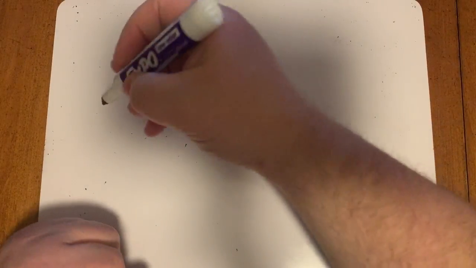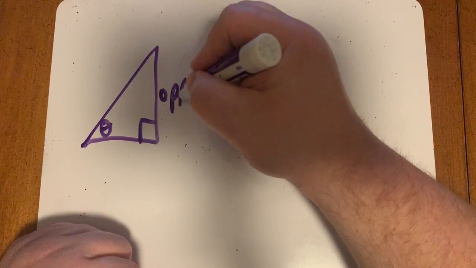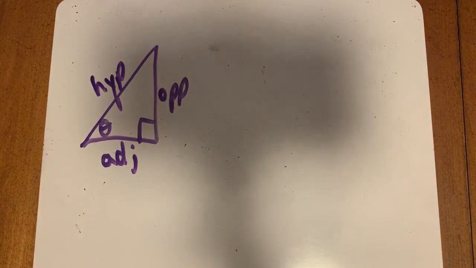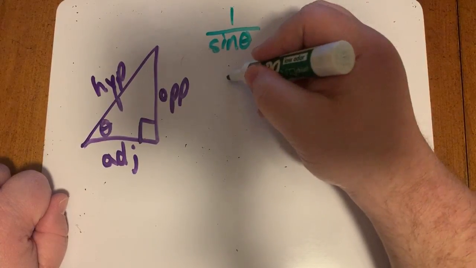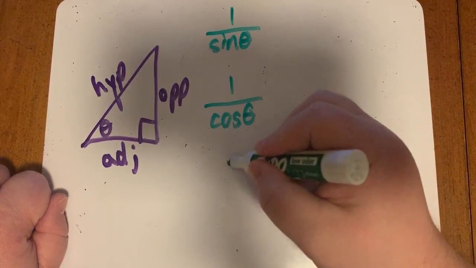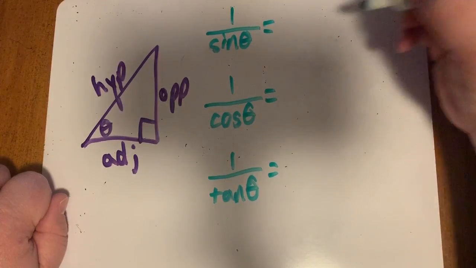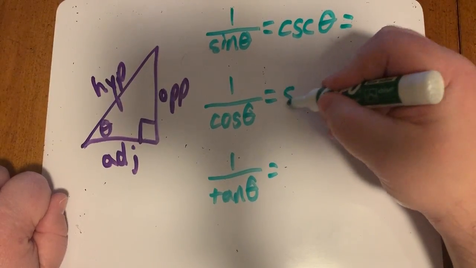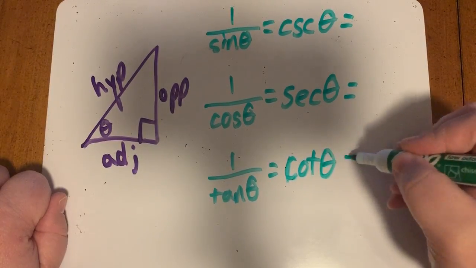We also have the reciprocal trig ratios. So if we have that same right triangle with theta there, we have our opposite, our adjacent, and our hypotenuse. The others are the reciprocals of sine, cosine, and tangent. So we have the reciprocal of sine, the reciprocal of cosine, and the reciprocal of tangent. So the reciprocal of sine, it is called cosecant. The reciprocal of cosine is called secant, and the reciprocal of tangent is called cotangent.